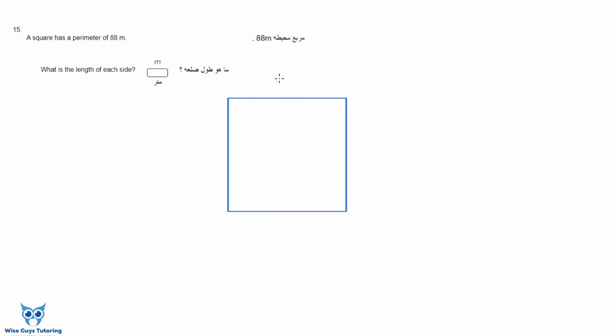Now, it says the perimeter is 88, and perimeter means the sum of the lengths of all the sides, right? We've got 4 sides, and this is a square, so it's got this property that all the sides are equal. So each side, let's say, measures x, because I don't know what it is. The perimeter will be the sum of all the sides, so it'll be x plus x plus x plus x. Now, I've been told that the perimeter is 88.